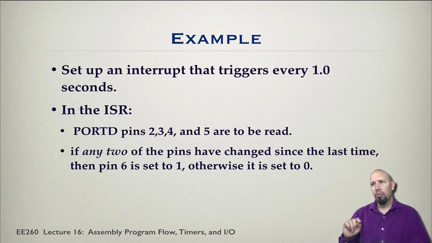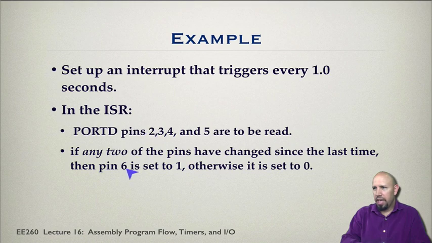So basically, what's going to happen is, if you have 4 switches and you flip one switch, any one of the switches, it'll do nothing. If you flip 2 switches at the same time, the light, or rather, this pin will get set, and then 1 second later, it's going to check again. If you haven't changed any more, then the light will go off.